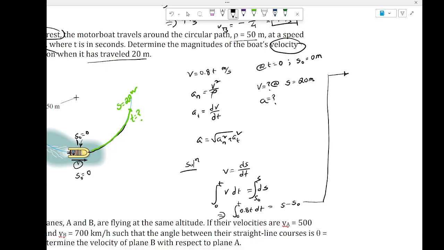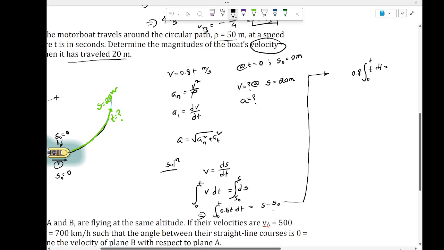Okay, see the arrow? You know what it means? It means I'm going from the bottom to top again, right? All right, so then I have this 0.8, nothing to do with the integration, just simply taking it out, 0 to t dt, and then I have the s0 is 0, right? I know this is 0, so I have s, and I know the s value is 20, right? Okay, before I plug in the value of 20, let's do a little bit more. How did I do that?